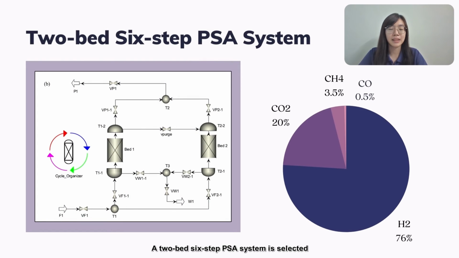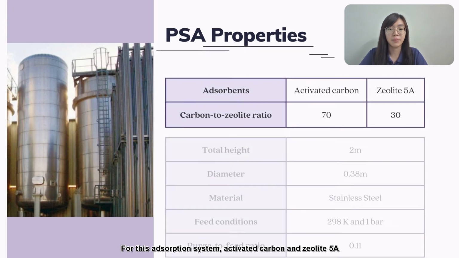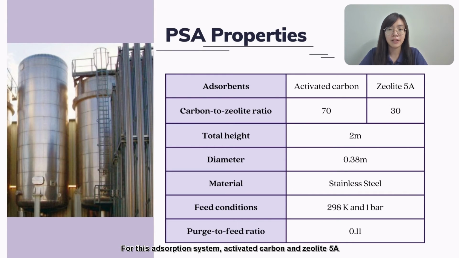A 2-bed 6-step PSA system is selected to extract hydrogen from the SMR off-gas, which consists of 76% hydrogen, 20% carbon dioxide, 3.5% methane, and 0.5% carbon monoxide. The PSA system is an ideal separation method as it can be applied for a relatively large range of temperature and pressure settings. For this adsorption system, activated carbon and zeolite 5A are chosen as adsorbents.